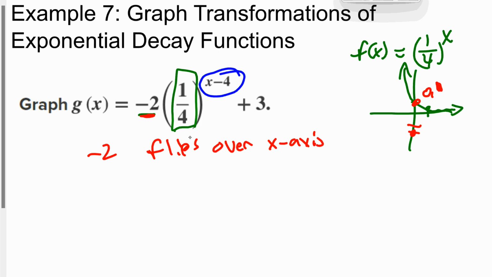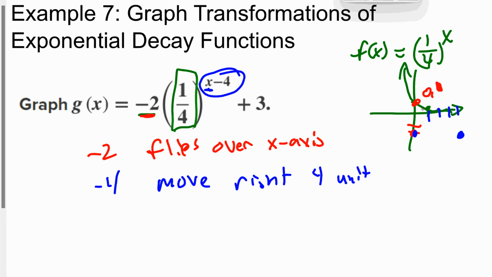Okay, and then we can go ahead and look at our other key features. This -4. So what's the x that gets me to 0, right? So that'd be a +4. So that -4 is going to move actually to the right 4 units. So here's this new point. Now I'm going to move over 4: 1, 2, 3, 4. So this original point is getting moved over right here.